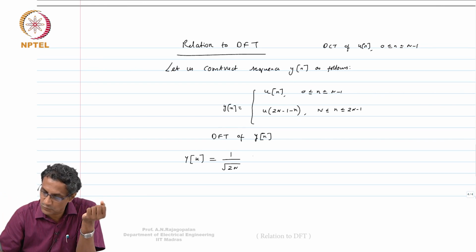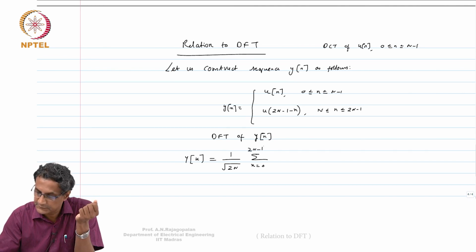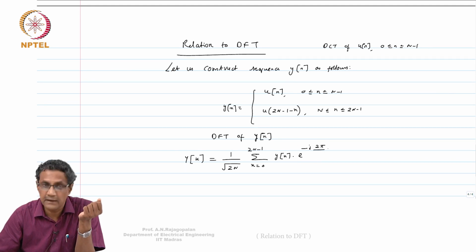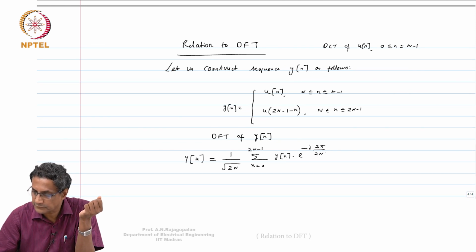So 1 by root 2N, summation going all the way from 0 to 2N minus 1, because y[n] has 2N length, y[n] e raised to minus j 2 pi by, I can't write N now, I have to write 2 pi by 2N, whatever is the length here. So e to the power minus j 2 pi by 2N kn, and k going from 0 to 2N minus 1.